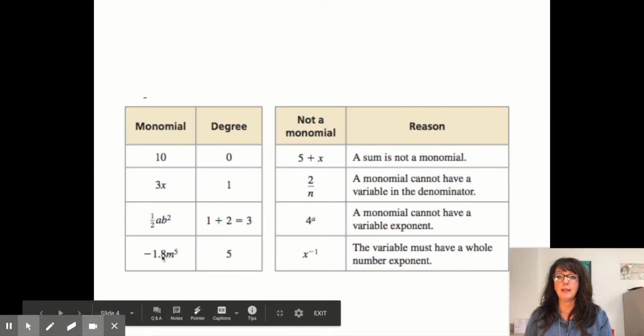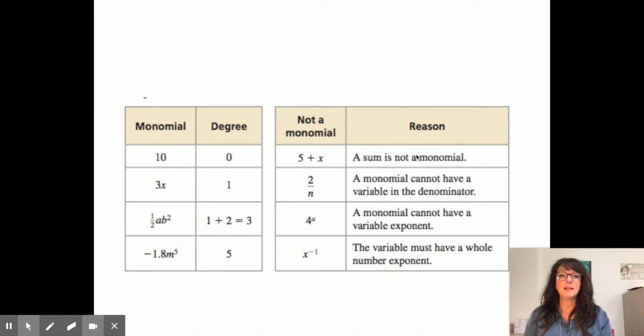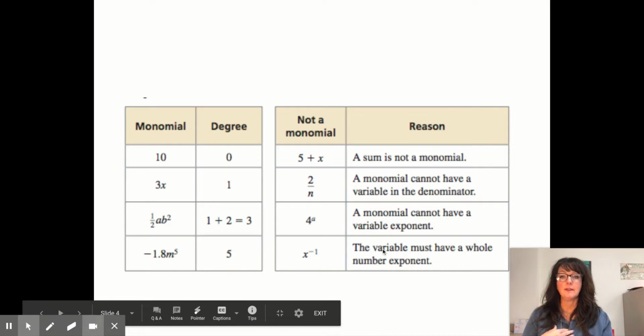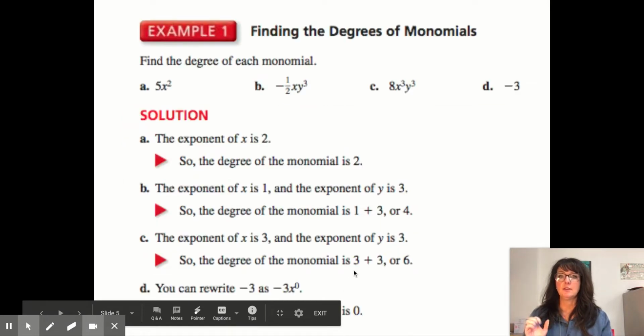Here, negative 1.8 m to the 5th power has a degree of 5. So this is not a monomial because it's the sum of two monomials, not just one. 5 by itself is a monomial. X by itself is a monomial, right? A monomial cannot have a variable in the denominator, so we wouldn't say that. A monomial cannot have a variable exponent, and it cannot have a negative exponent. Okay, so just a couple different things.